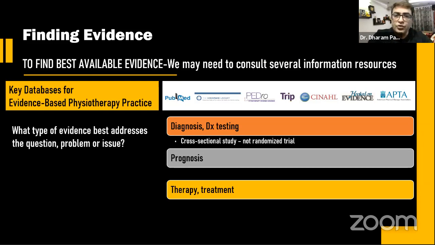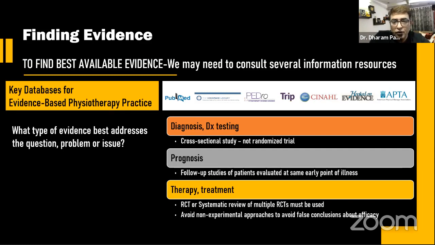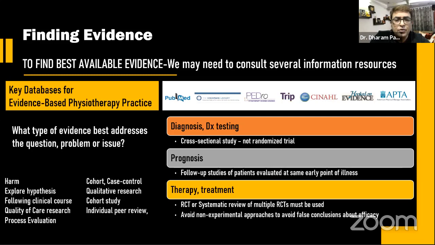If I'm looking for diagnostic or testing evidence, cross-sectional studies and non-randomized trials are best to look at. If I'm looking for prognostic evidence, then I look for follow-up studies of patients evaluated for a very long time for an illness. If I'm looking for treatment or therapy efficacy, we can go ahead with randomized controlled trials or systematic reviews of multiple RCTs, meta-analyses, and we should avoid non-experimental studies. There are other things also, like harm, where we can go ahead with cohort and case-control studies to find out whether there is any long-term harm with particular kinds of therapies.